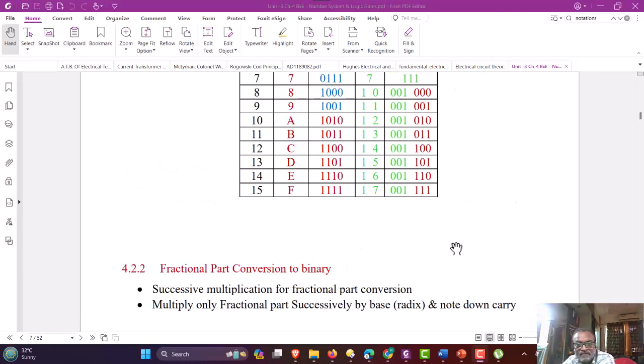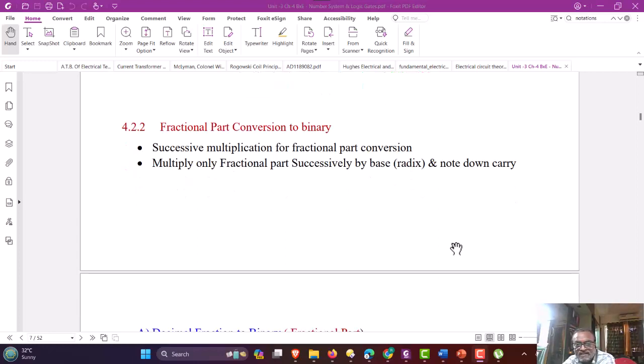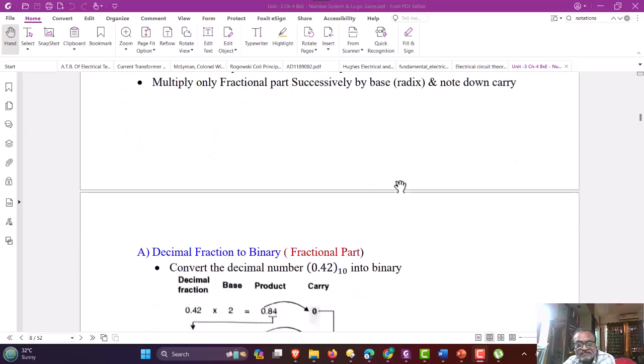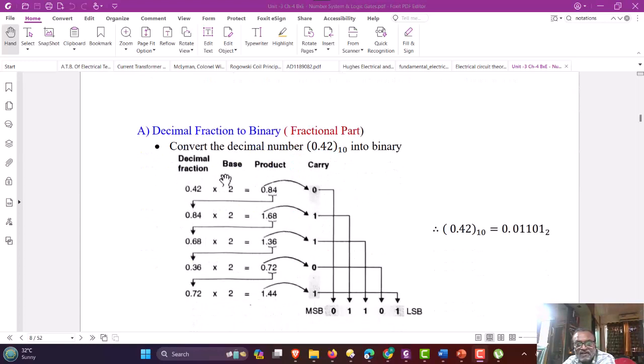Now let us see the fractional part conversion to binary. In this process, instead of division, we will use successive multiplication of the fractional part. Multiply only the fractional parts successively by the base and note down the carries. Let us see the example. A decimal fraction can be converted to a binary fraction like this, as shown in the figure.